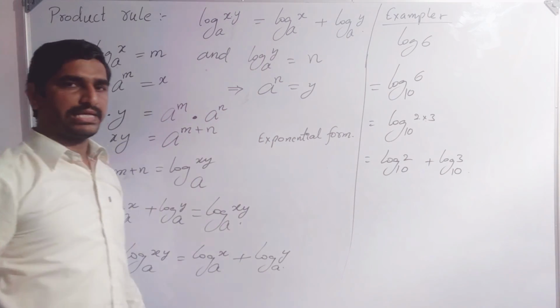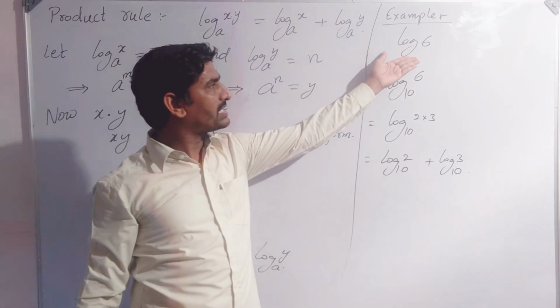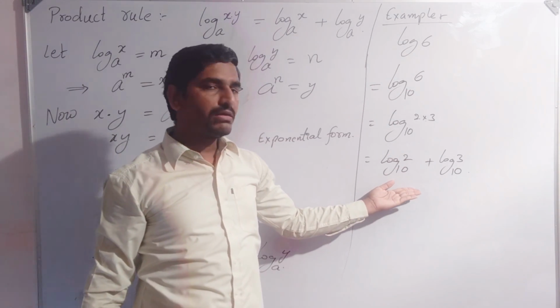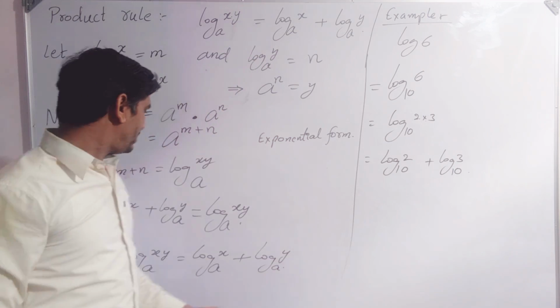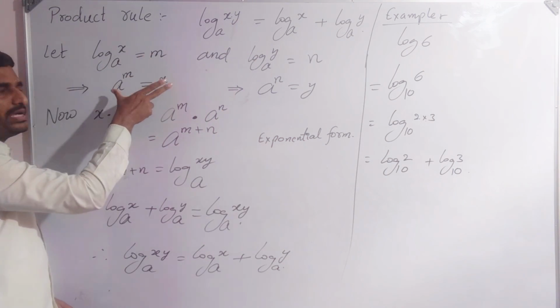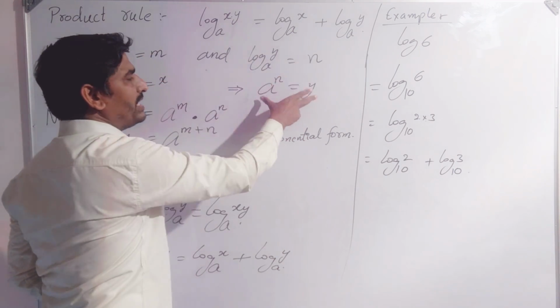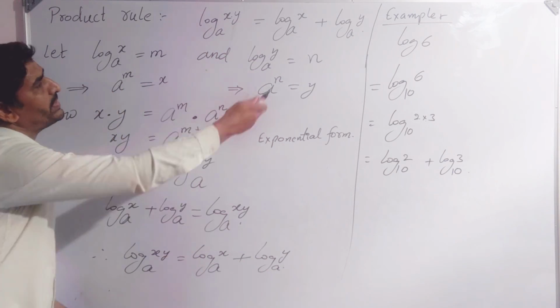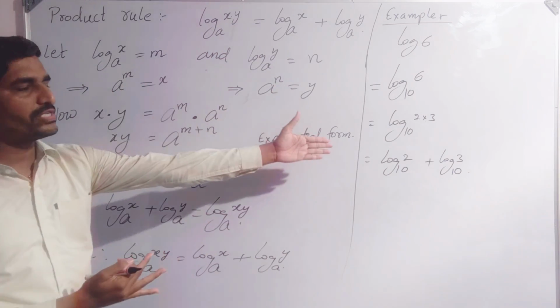Like this we can write the expansion form of logarithm of 6. Like this it can be written. Now this is logarithmic form, exponential form. Like this we have to apply. This is the formula, and the application is there.